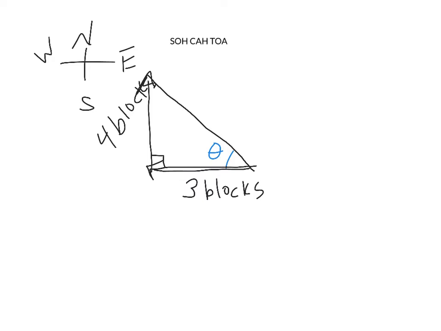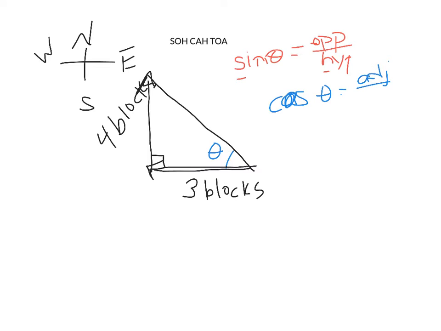So it's all about SOHCAHTOA. And I'm going to write one of it in red. SOHCAHTOA stands for, if you don't remember, sine theta equals opposite over hypotenuse. There's your S, the O, and the H. And so your cosine, let's switch to blue, cosine theta equals adjacent over hypotenuse. And then your tangent, you guessed it, tangent theta is opposite over adjacent.